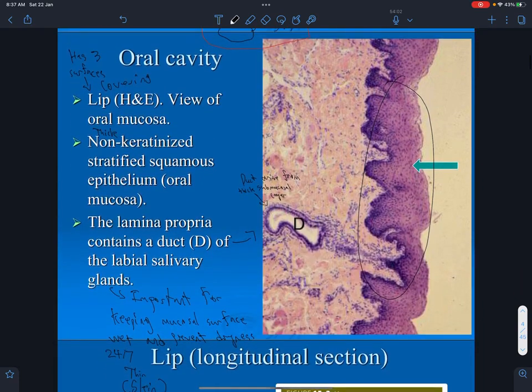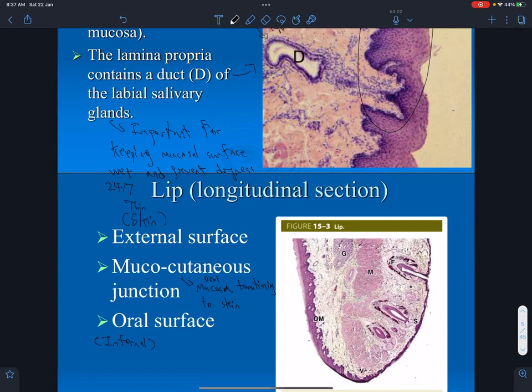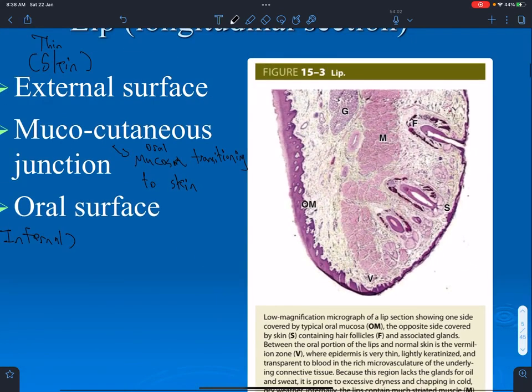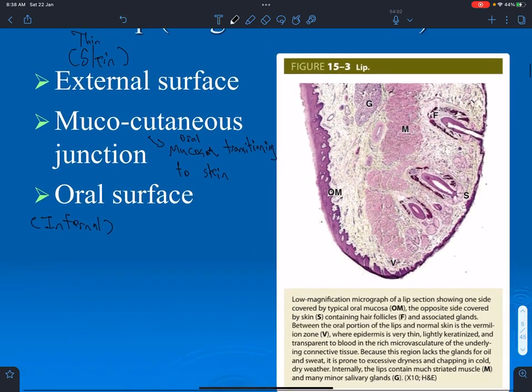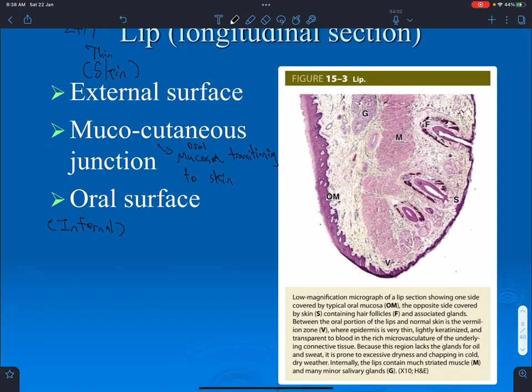Now, this picture just shows us the oral mucosa. Let's look at it as a whole. Let's take a longitudinal section to further clarify what we're talking about, like this portion right here, this beautiful picture. Now, like we said, the lips consist of 3 covering surfaces. Internally, you've got the oral surface, which is lined by a thick, non-keratinized, stratified squamous epithelium.